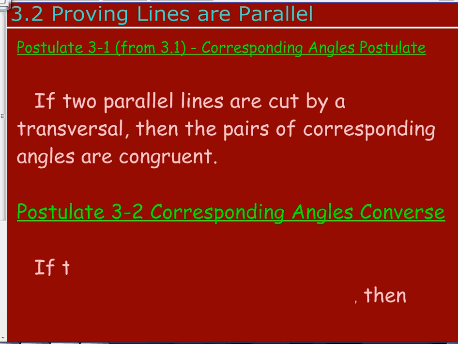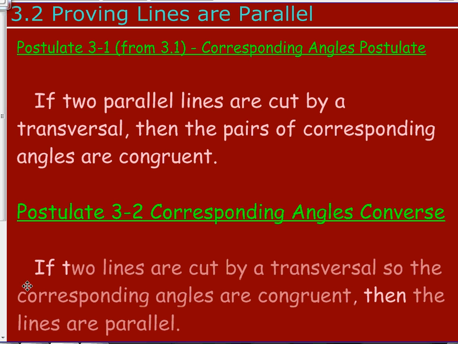Okay, now we can go the exact opposite, which is what converse means. It's basically taking something and saying the opposite of it. So this corresponding angles converse states that if two lines are cut by a transversal, so the corresponding angles are congruent, then the lines are parallel. All right, so basically you can use these two in your proofs to prove that angles are congruent, which will then help you prove that two lines are parallel.